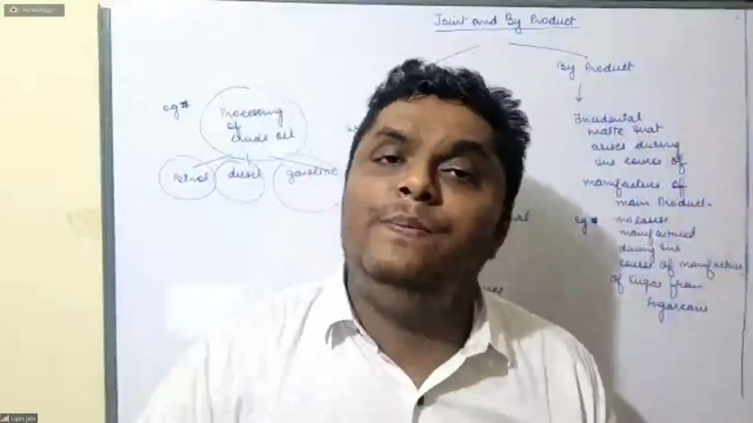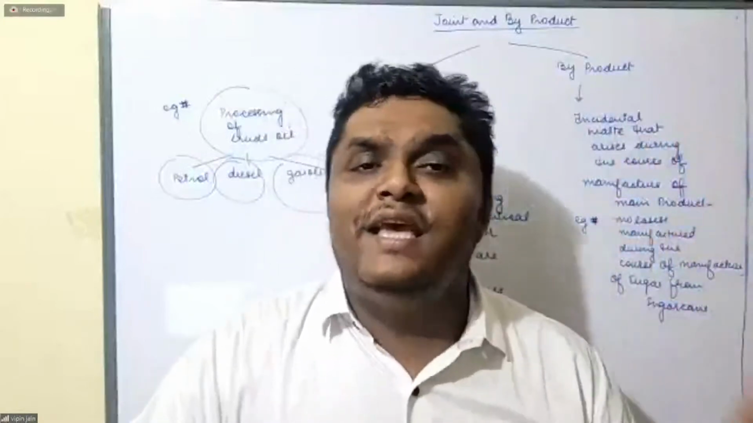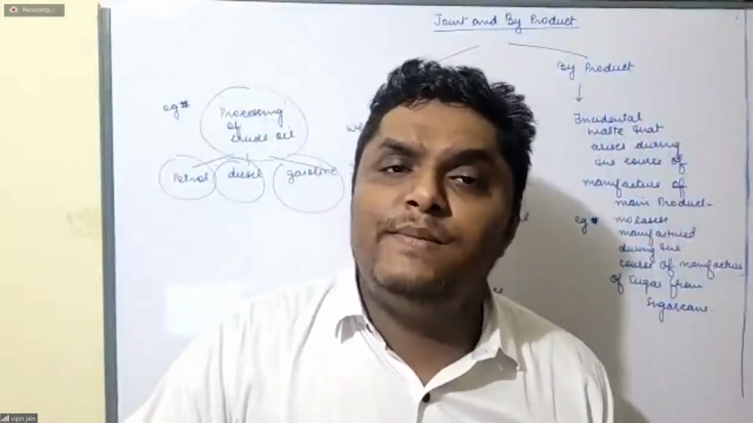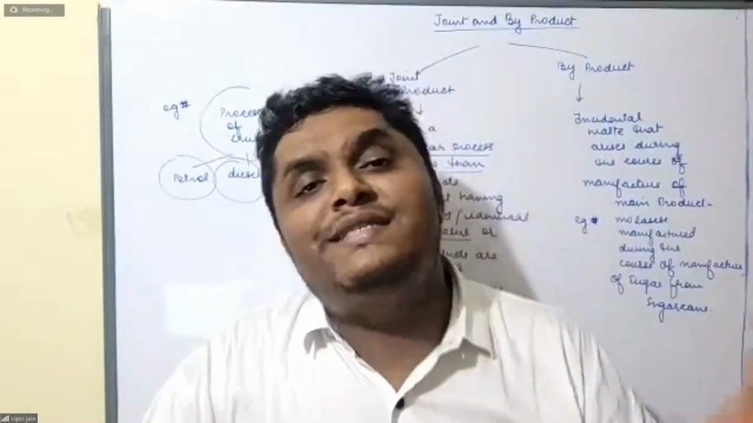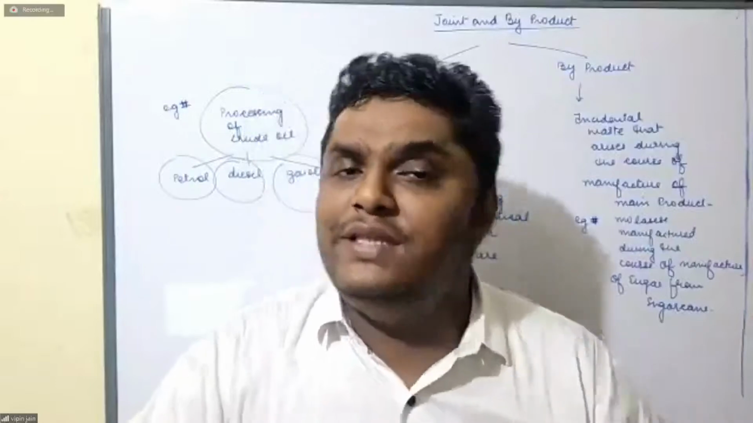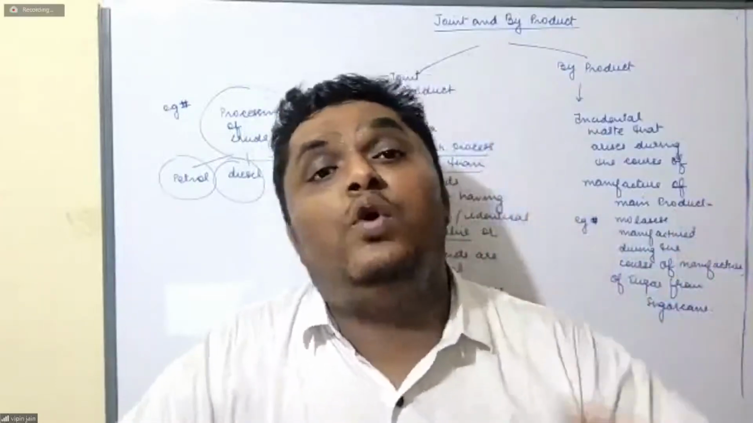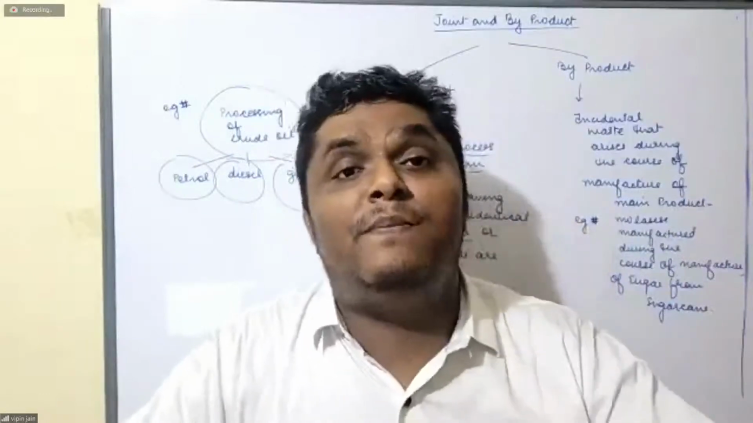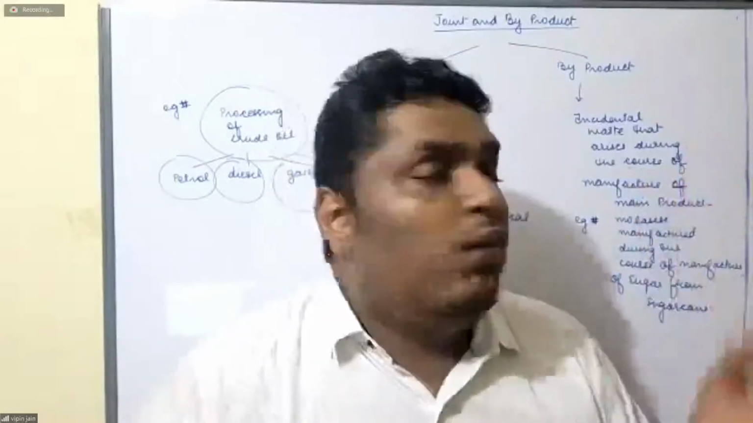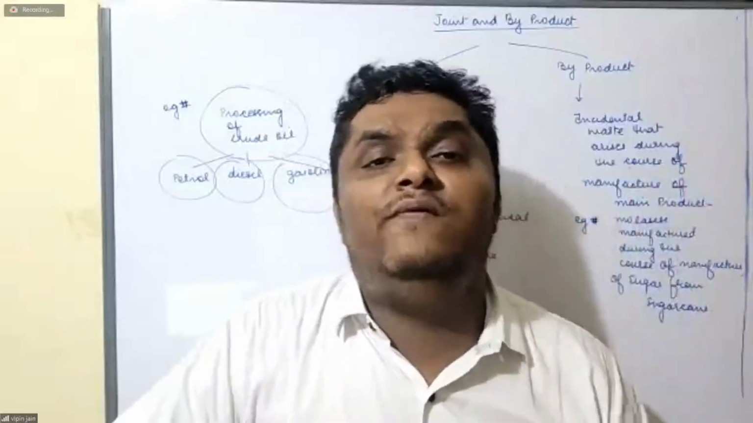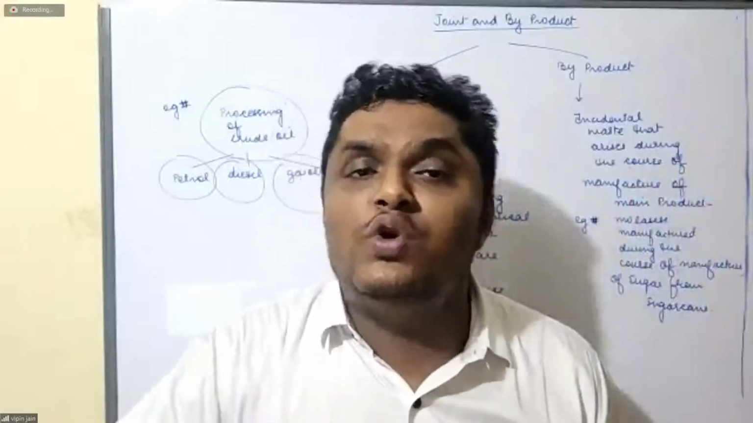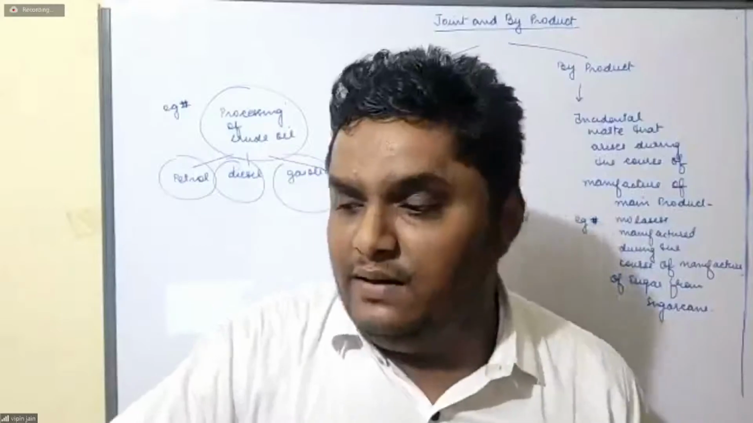When talking about joint product, when from a particular process two or more than two products emerge out having equal importance, significant or identical value, then these products are known as joint product. When talking about byproduct, we don't want to manufacture byproduct. It gets manufactured automatically. So what is byproduct? It is an incidental waste that arises during the course of manufacture of main product.